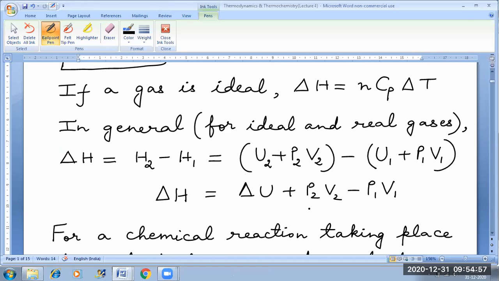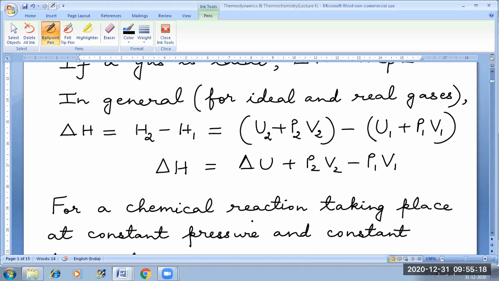So if pressure is not constant, that time you have to use this formula of delta H. If pressure is constant, then I can say that Q is equal to delta H. If pressure is not constant, then Q is not equal to delta H.